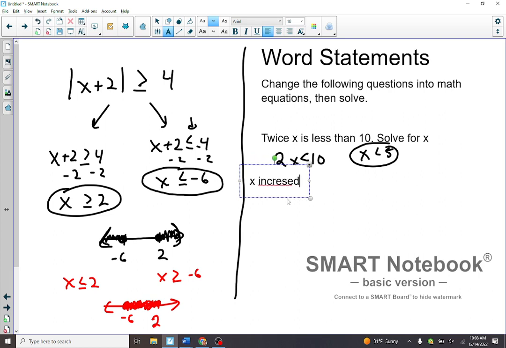You don't have to do the number line, but you do have to solve it. So x is less than 5. You already did number lines on the previous page. I'm not going to make you do it again.